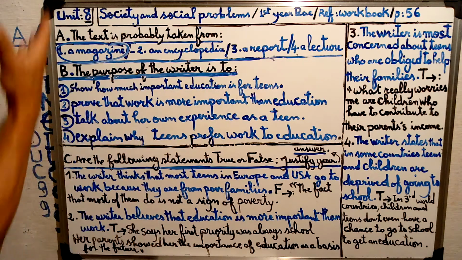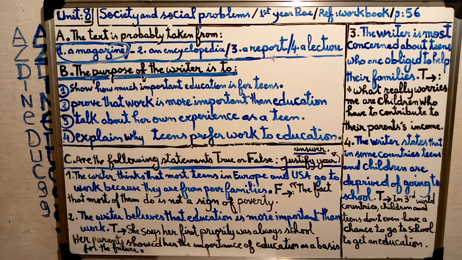This is, dear viewers, regarding the choices. I gave you the correct answer. The proof is that there is a picture expressing children and teens in a situation where they go to work because of certain reasons that the writer is going to talk about. Now we move to part B.